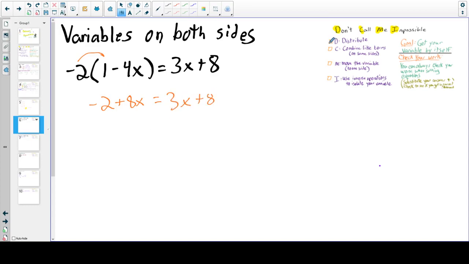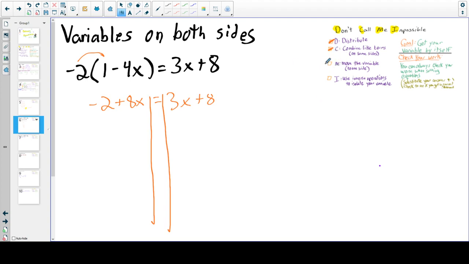Okay, so I distributed. Can I combine like terms? Well, on the left-hand side of my equation, again, some people like to draw little train tracks, so we know that this is the left-hand side and this is the right-hand side. Anyways, on the left-hand side, can't combine these. These are not like terms. And on the right-hand side, you can't combine these either. These are also not like terms. So we're done with this.